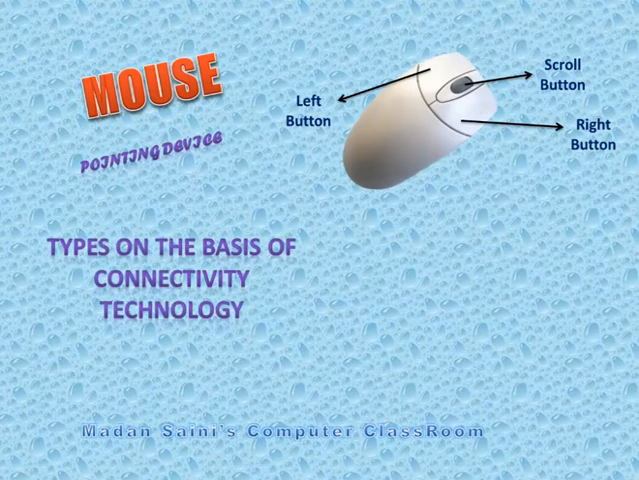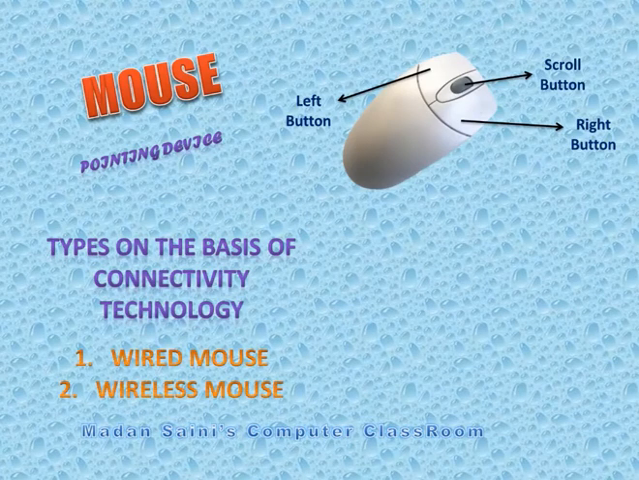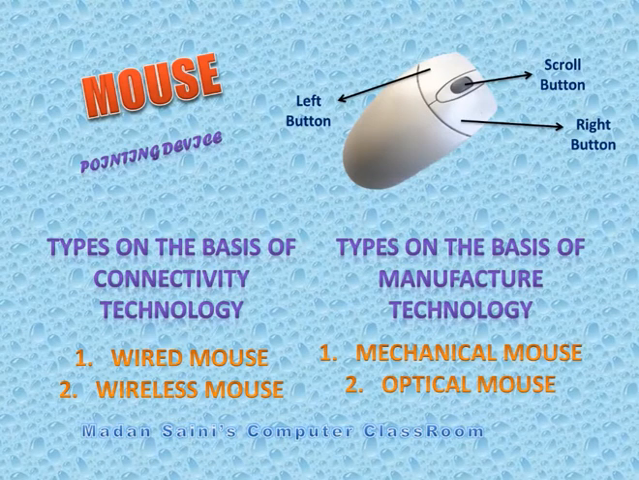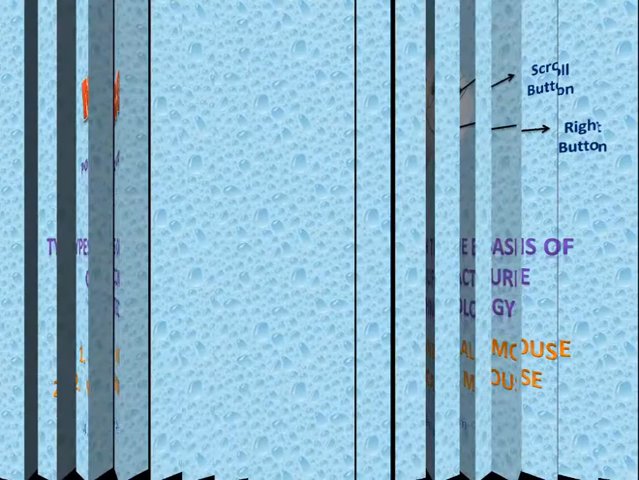Types on the basis of connectivity technology. There are 2 types of mouse, wired mouse and wireless mouse. Types on the basis of manufactured technology. There are 2 types of mouse, mechanical mouse and optical mouse.